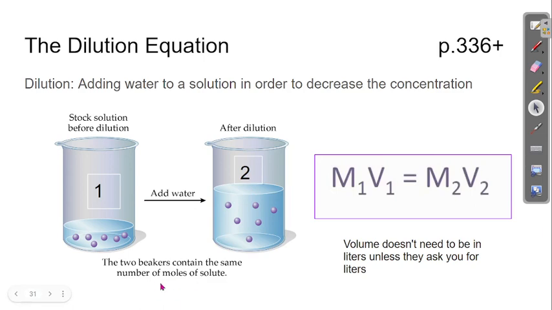The two beakers contain the same number of moles of the solute. If this represents molecules or moles, 1, 2, 3, 4, 5, 6, 1, 2, 3, 4, 5, 6, they have the same amount of moles, but one has more water than the other. It's been diluted. The concentration now is diluted. This formula right here is what you need to memorize.